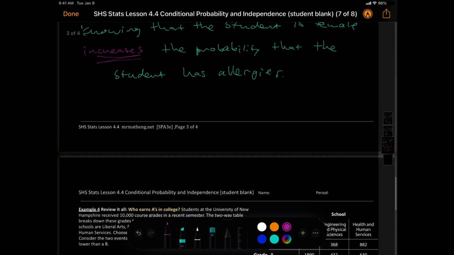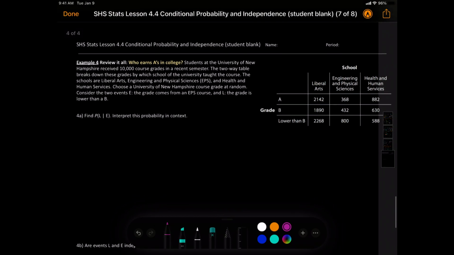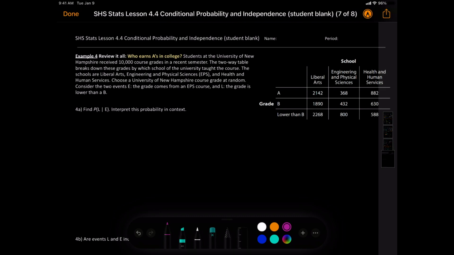Go on to the next example, number 4. You try it. It's reviewing everything, and then press play when you want to see the answers. All right. I decided to do this step by step, so this might be a little bit better pace for students.